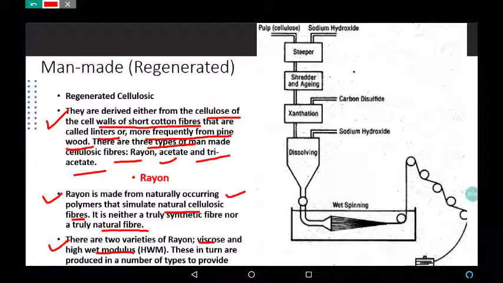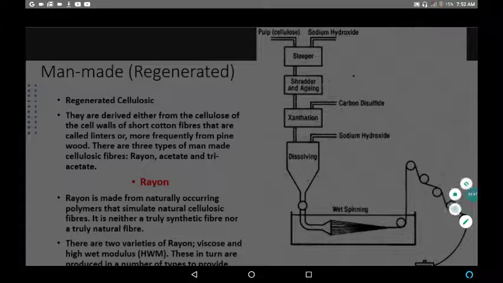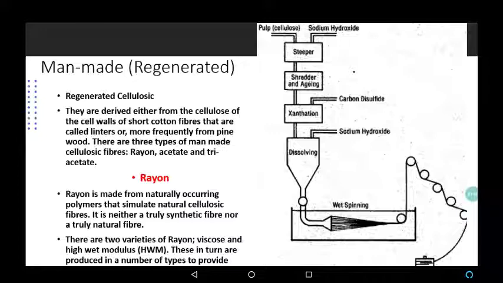Here you can see the manufacturing process of rayon. Cellulosic pulp is used, and sodium hydroxide is used for the processing of rayon. So both cellulosic pulp and sodium hydroxide are added, and both are kept for aging.